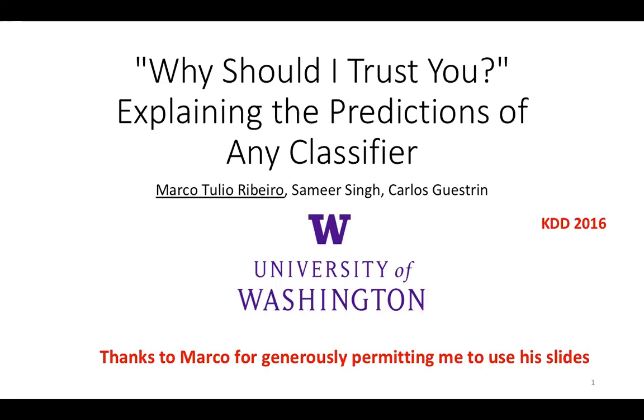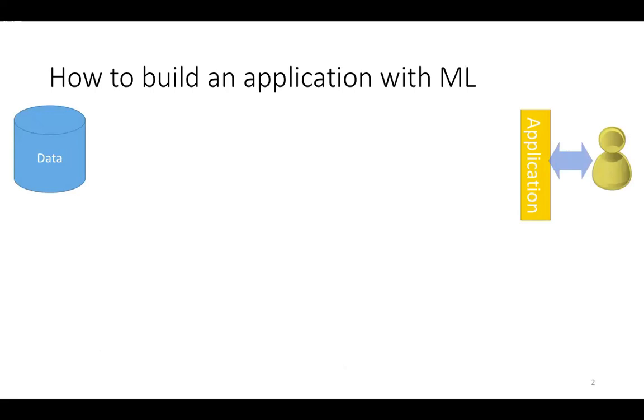Okay, so let's start with the age-old picture, right? So the question is, how do you build an application with machine learning? At one end, you have data, and on the other hand, you have some possible application which you want to probably build up, okay, using the data at hand.